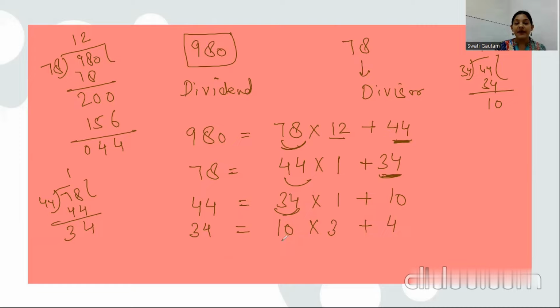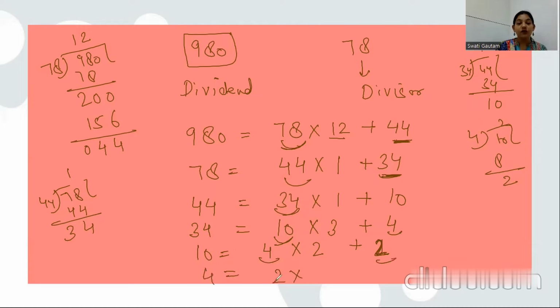Still the remainder is not 0. Again, 10 is the dividend and 4 is the divisor. 4 times 2 is 8, and the remainder is 2, when you divide 10 by 4. Now again, 4 is the dividend and the divisor is the remainder 2. 2 times 2 is 4 and the remainder is 0.